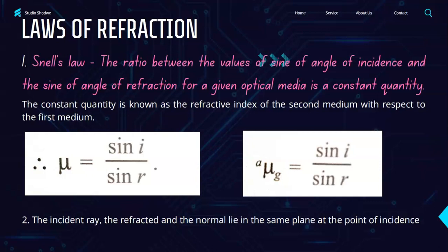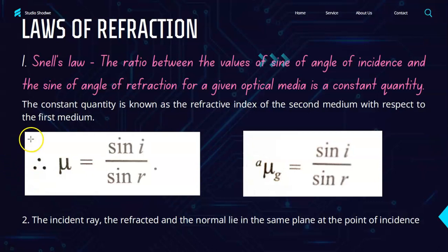Laws of refraction. Just like we have two laws of reflection, we also have two laws of refraction. The first law is an important law which was given by Snell, and hence it is known as Snell's law. It states that the ratio between the values of sine of angle of incidence and the sine of angle of refraction for a given optical media is a constant quantity. This constant quantity is known as the refractive index of the second medium with respect to the first medium.